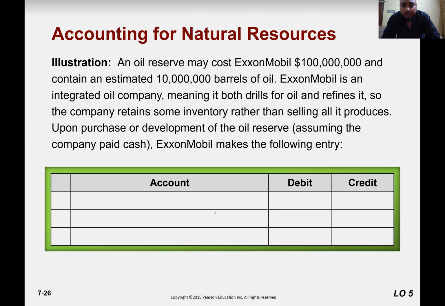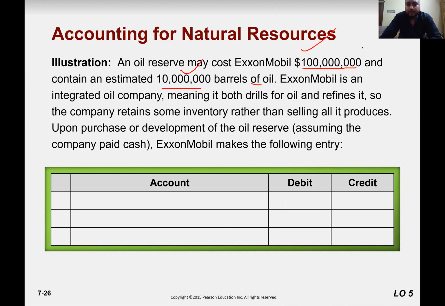So let's talk about this illustration here. We have an oil reserve, which we purchased or which cost us $100 million. It has the capacity to provide us 10 million barrels of oil, right? We pay 100 million, and we can extract 10 million barrels of oil. So what will be the entry?